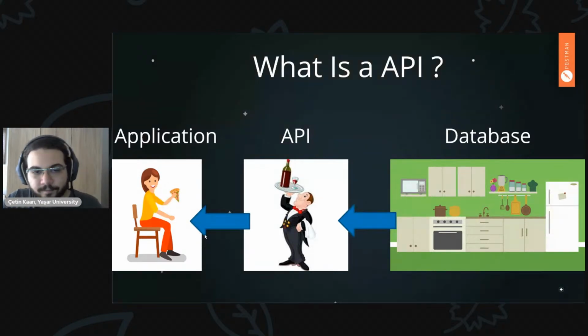In this example, I give a restaurant example. As you can see, the database is the kitchen. The kitchen is where all the ingredients are stored in a restaurant, and the database is the same for the software. All the tables and data are stored in there. The API is the middleman. It brings the data to the application, and the client in this case. So that's how APIs work.